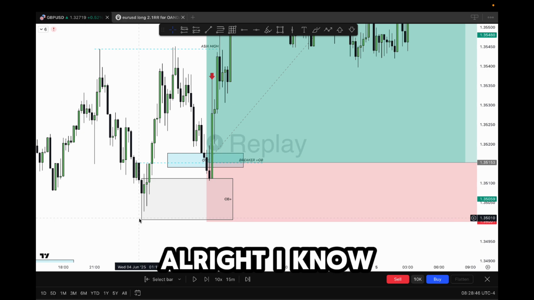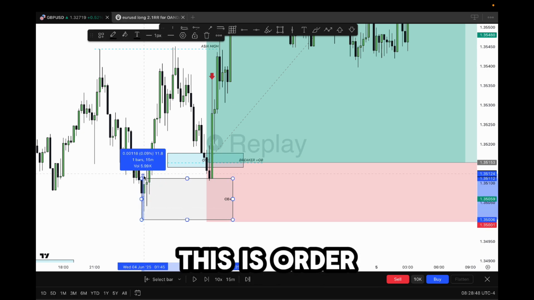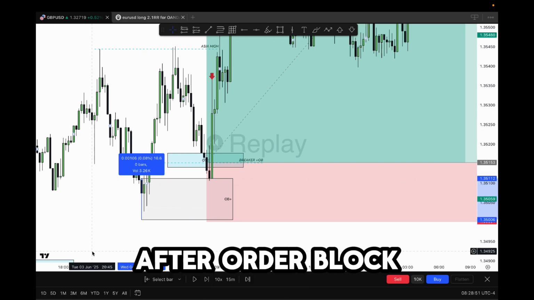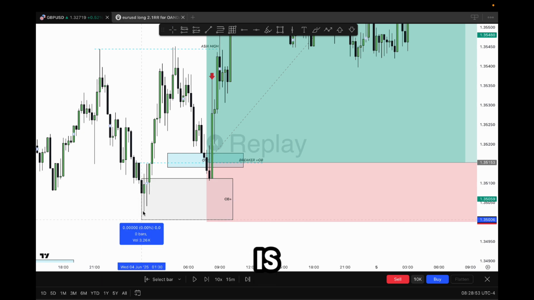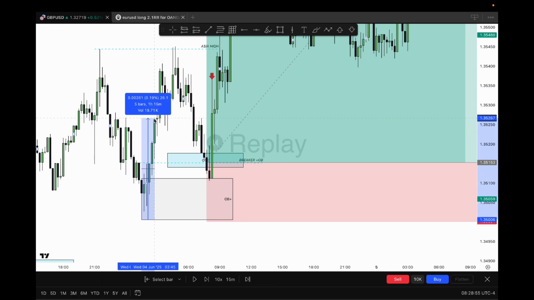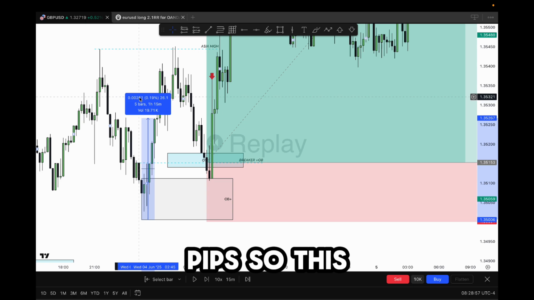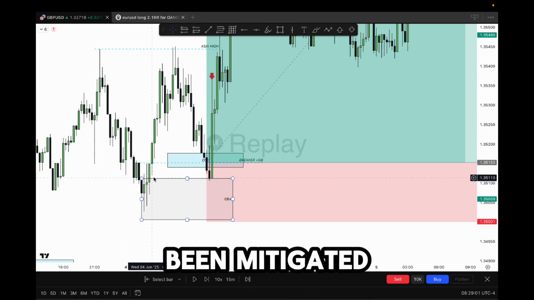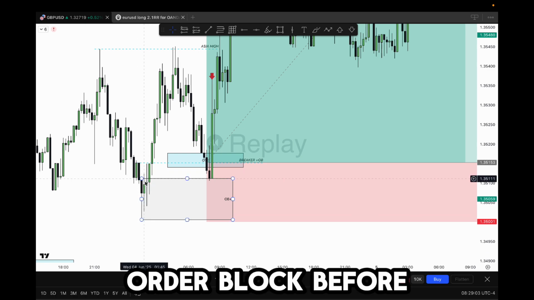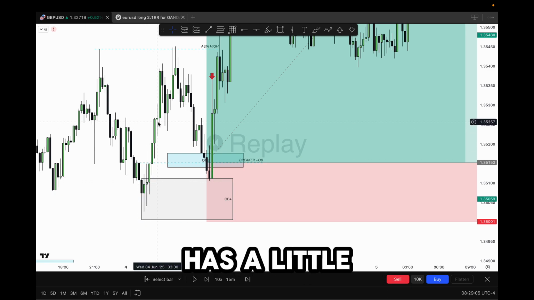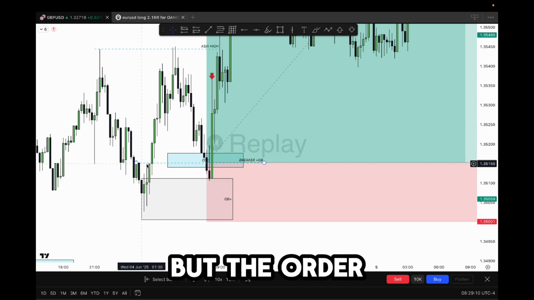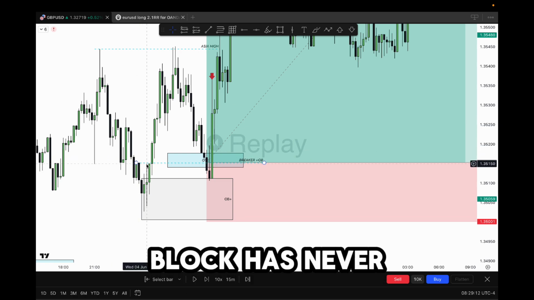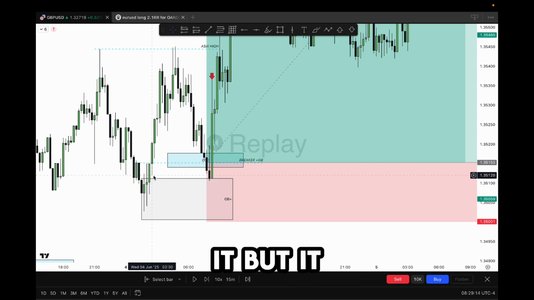Alright, I know. This order block is 11 pips and the move after the order block is more than 22 pips. So this order block is valid, and this order block has not been mitigated. If this candle wick hit the order block before going up, the order block has a little less probability to be a good order block to place your trades. But the order block has never been mitigated. It looks like it, but it has never.